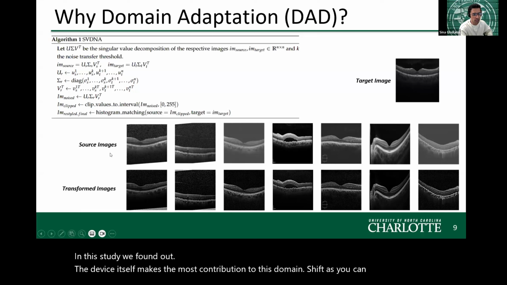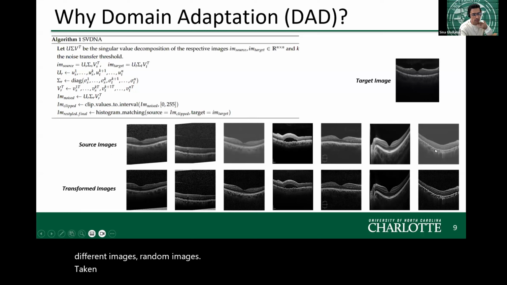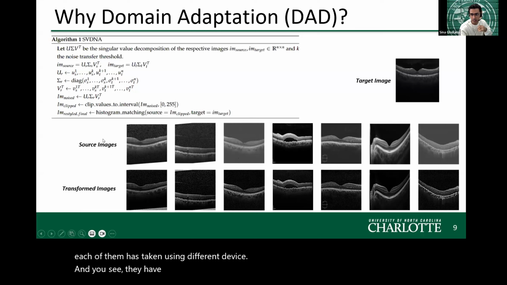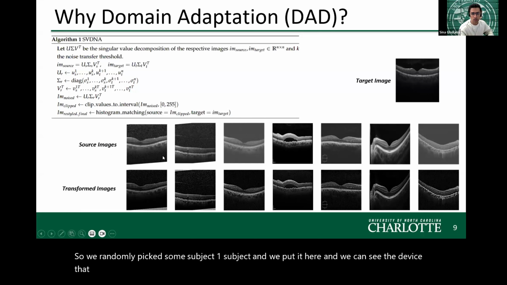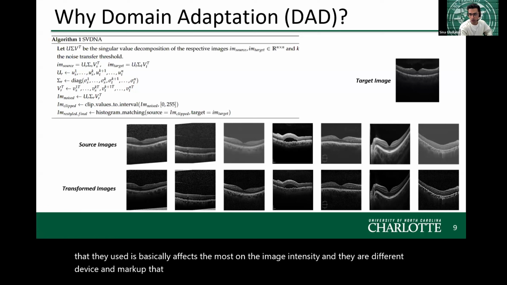As you can see, these are different random images taken from different data sets. These are like 7 images coming from these 7 data sets, and each of them has been taken using a different device. You can see they have different image intensity. So we randomly pick one subject and put it here, and you can see the device they used basically affects the image intensity the most. And there are different OCT devices on the market.